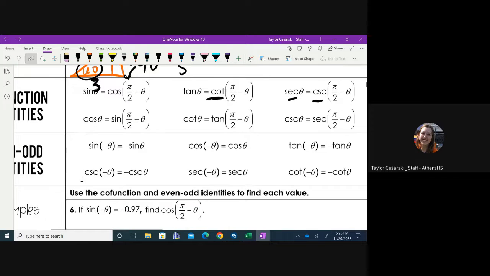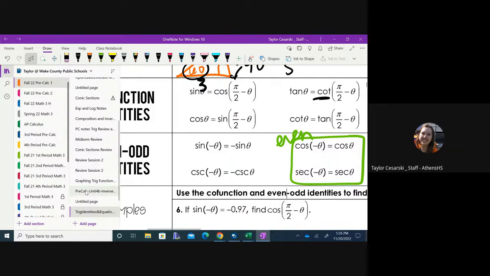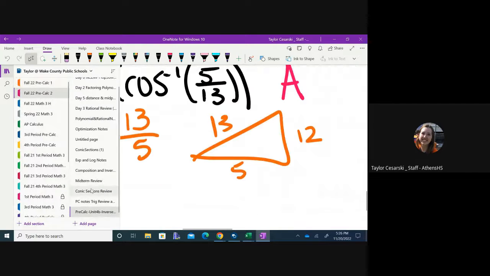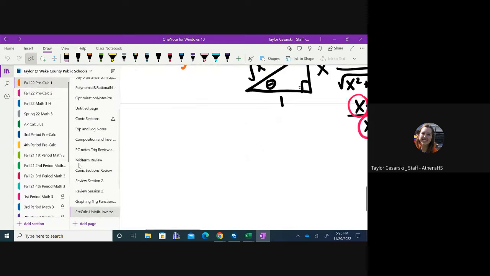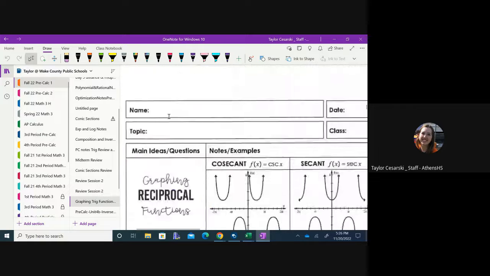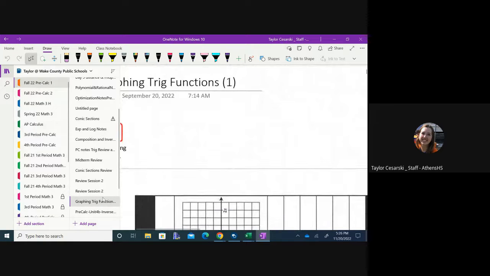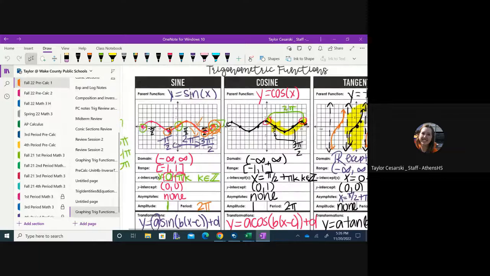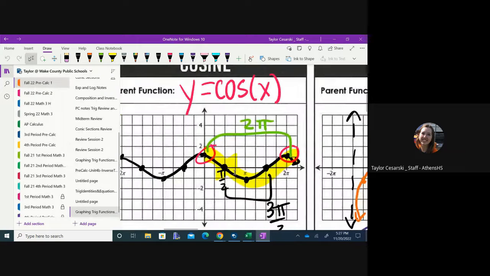Lastly, we have this even odd. So the only functions that are even are cosine and secant. And what even means is it's a direct reflection over the y-axis. So if we go back to our graphs for a second, let me find the picture of our graphs. Here we go.